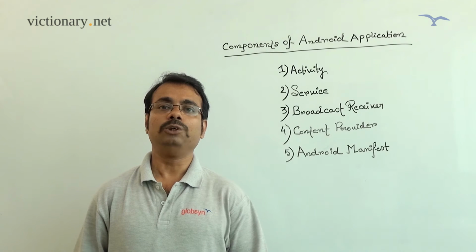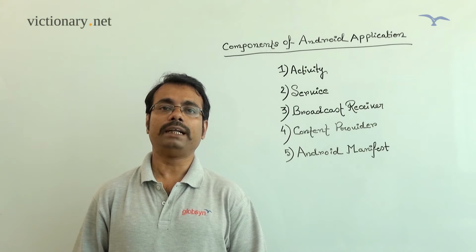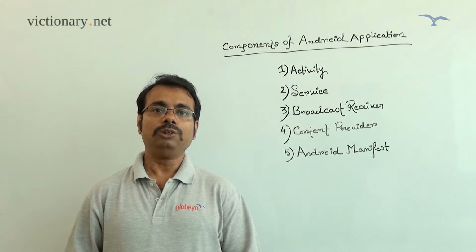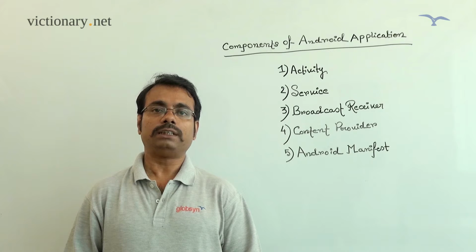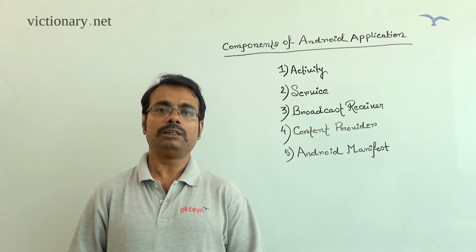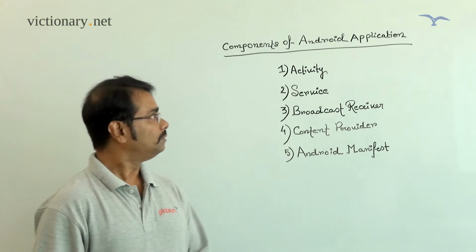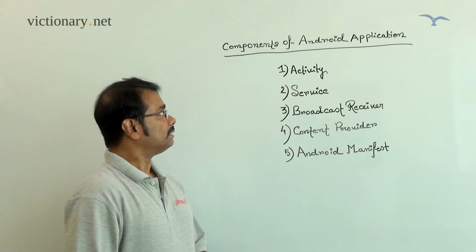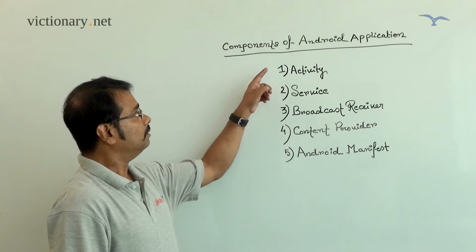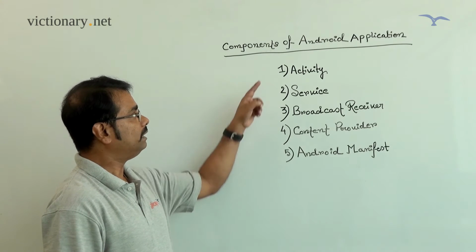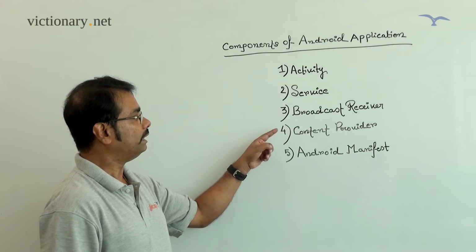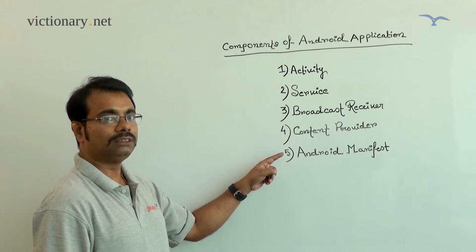In this video, I am going to discuss different components of an Android application. This is going to give you an idea of what are the things you need to work on whenever you are developing your first Android application. So let's see them. An Android application contains these components: activity, service, broadcast receiver, content provider, and Android manifest.